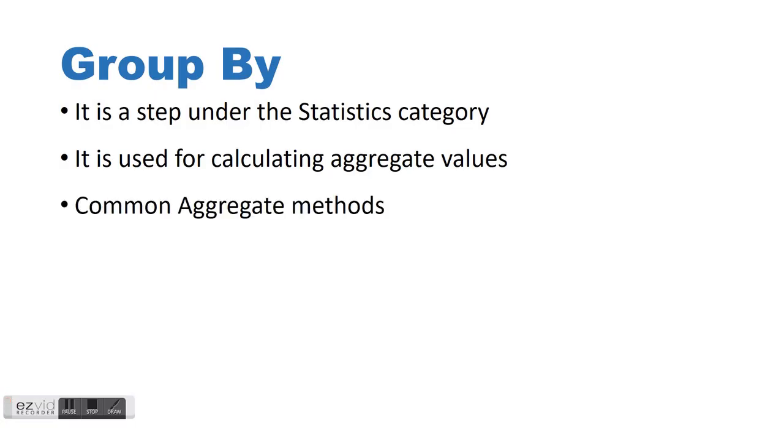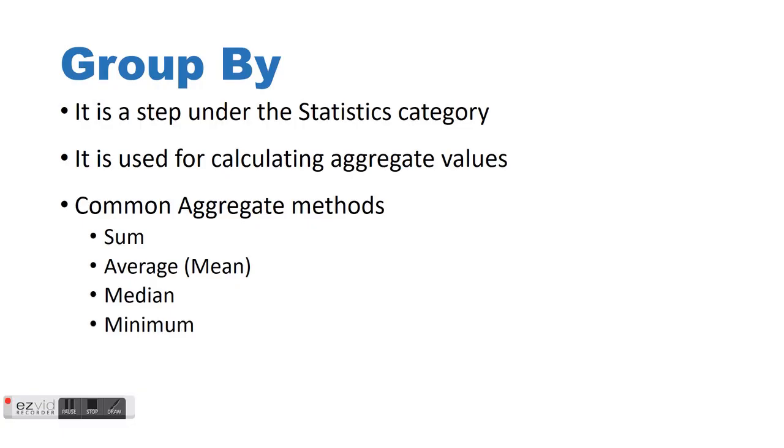Some of the very common methods which come under the group by step are something like sum, which is totaling. It can be a grand total or a subtotal depending on how you group your values. The average, median, minimum value within a group or the maximum value within a group, the number of values, which is actually the count of occurrences of events or values within a group, and many more.